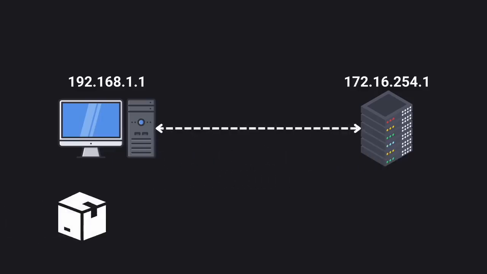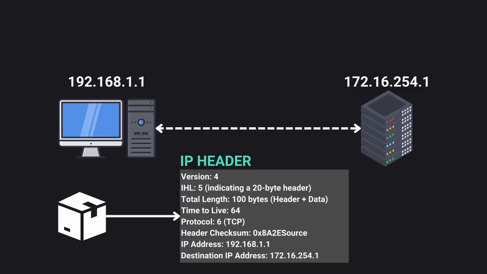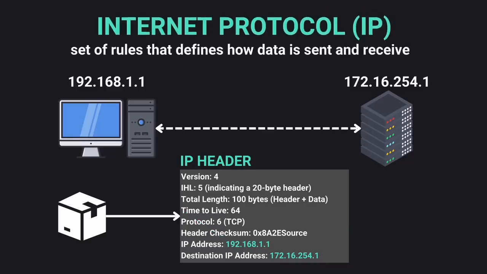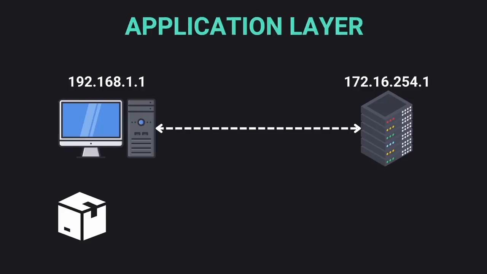And each packet contains an IP header, which contains essential information like the sender's and receiver's IP addresses, ensuring that the data reaches the correct destination. This process is governed by the Internet Protocol, which is a set of rules that defines how data is sent and received. Besides the IP layer, we also have the application layer, where data specific to the application protocol is stored.